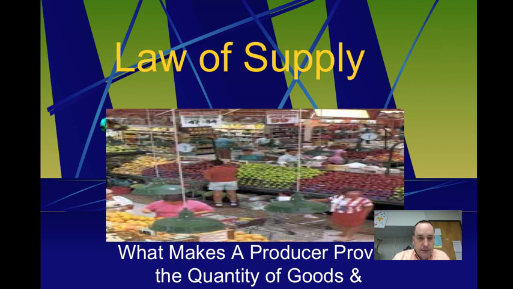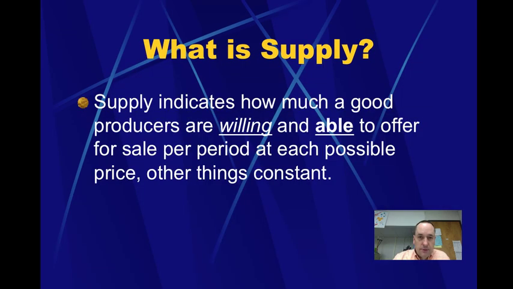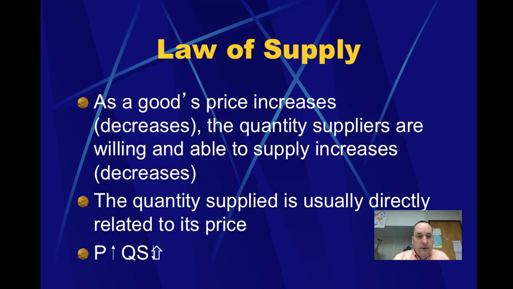So let's move on here with supply. What is supply? Supply is the business owner. You have to be willing and able to provide that good or service at each particular price. Willing and able, just like with demand. The law of supply states that as a good's price increases, the quantity suppliers are willing and able to supply also increases. So it's a direct relationship. They both go up. As the price goes up, the quantity supplied goes up.